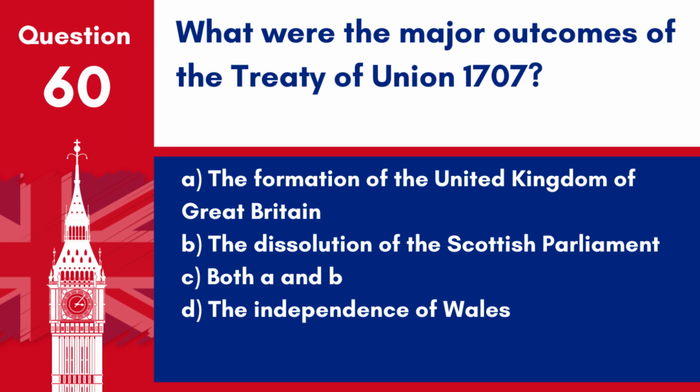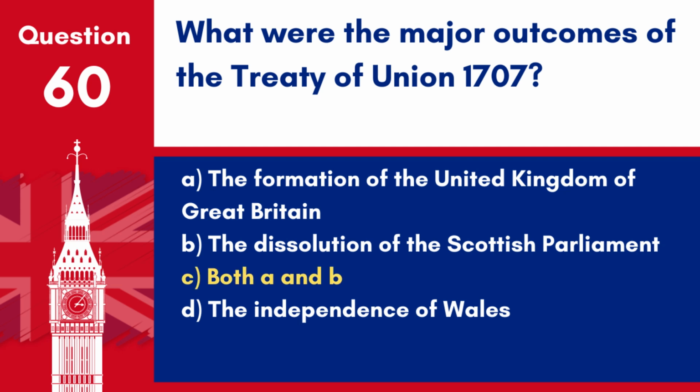Question 60. What were the major outcomes of the Treaty of Union 1707? A. The formation of the United Kingdom of Great Britain. B. The dissolution of the Scottish Parliament. C. Both A and B. D. The independence of Wales.